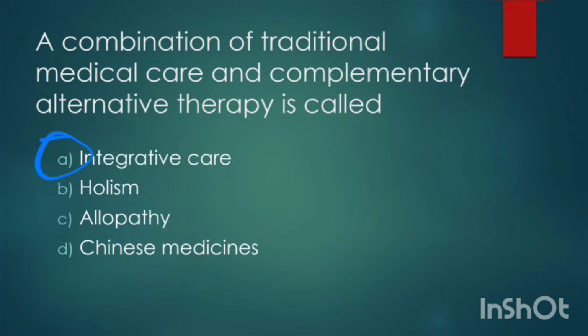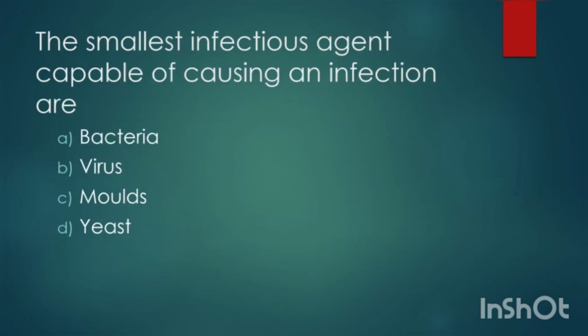What is holism? Holism is traditional and cultural practices. Allopathy is when we are treating the patient with the medicines. And what are the Chinese medicine therapy? When it is based on the Chinese tradition, that is the Chinese medicine therapy. The smallest infectious agent capable of causing an infection is virus.